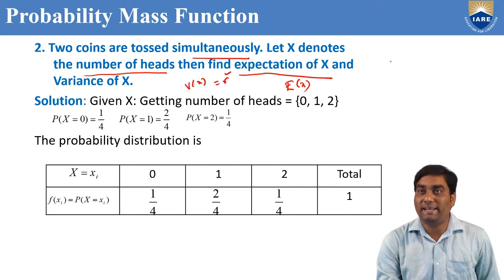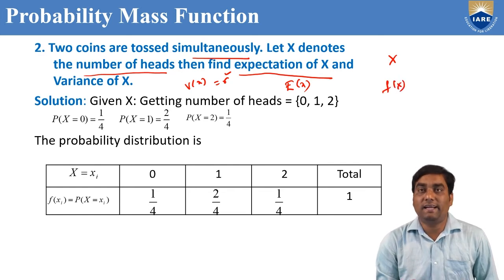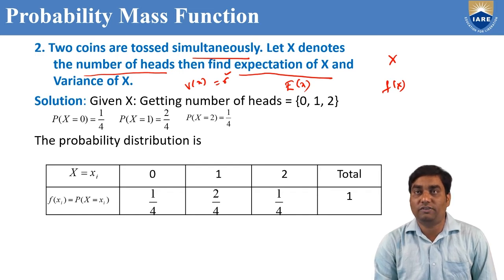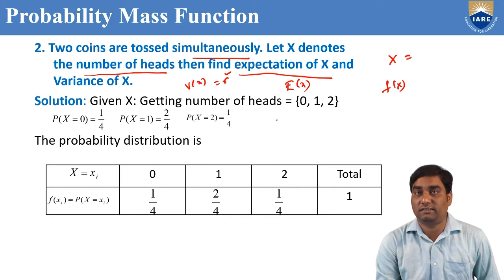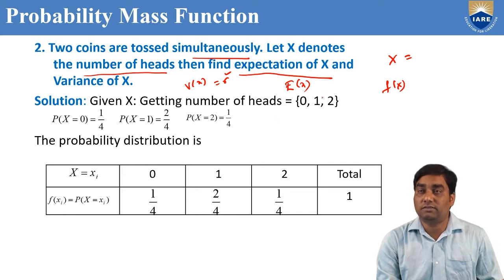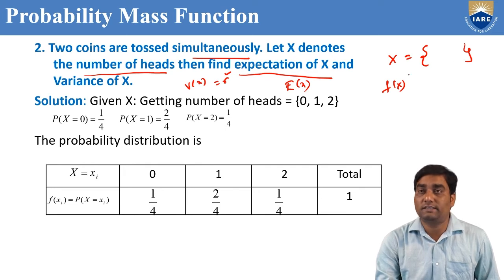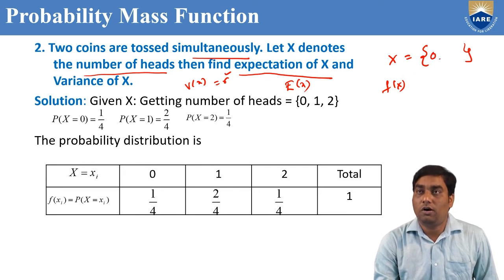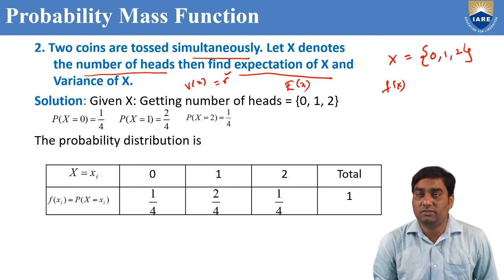In the previous problem, X values and f of X values were given directly. But here, X and f of X values we need to calculate. After that, you can find the mean and variance of the probability mass function. Let X denote the number of heads when we toss two coins. What are the possibilities? The number of heads may be 0, 1, or 2. So these are the three options.